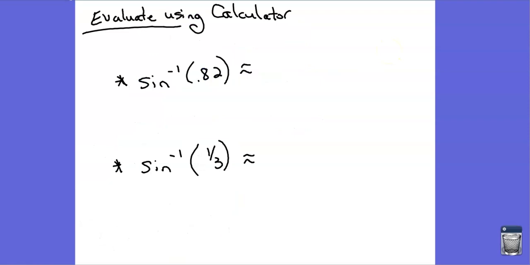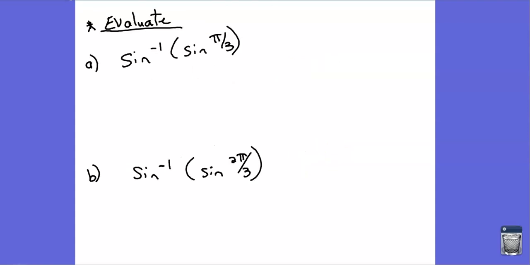So let's now go to our calculator and evaluate this. First of all, make sure you're in radian mode, and just type these into your calculator. This would be 0.9614 if you do 4 decimal places, and this would be 0.3398. Again, pause the video, check it on your calculator, make sure you know how to calculate those.